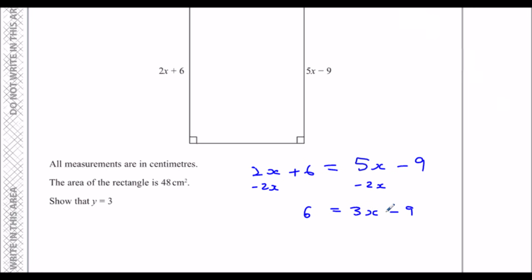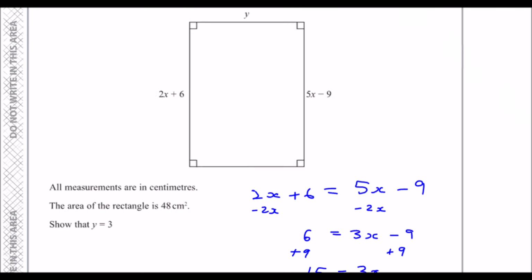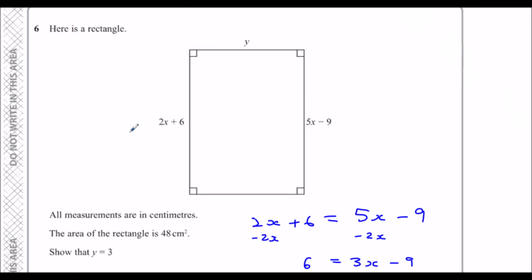Then we're going to get x by itself. So we're going to plus 9 to both sides, which leaves us with 15 equals 3x. Divide both sides by 3. X equals 5. So we know x is 5. So that should tell us the length. So 2 5s plus 6, 10 plus 6, 16.